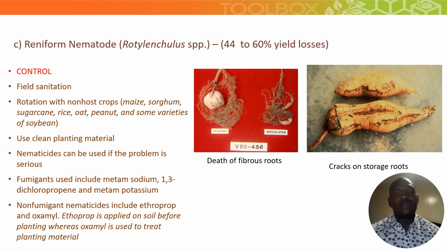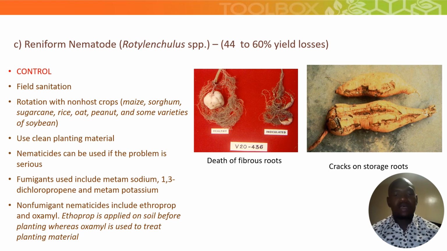The third nematode is the reniform nematode, which causes 44 to 60% yield losses. This one causes the death of the fibrous roots and cracks on storage roots. So you can see that the quality of the roots is actually compromised. The nematode can also be controlled through field sanitation, rotation with non-host crops such as maize, sorghum, sugarcane, rice, and using clean planting material. Nematicides can also be used when the problem is serious, and some of the fumigants used include metam sodium.